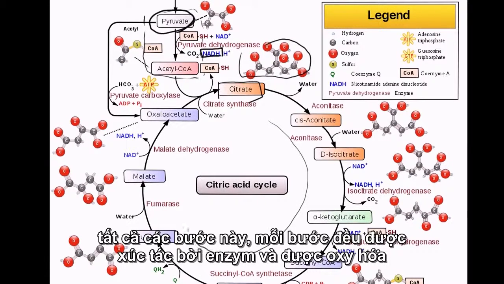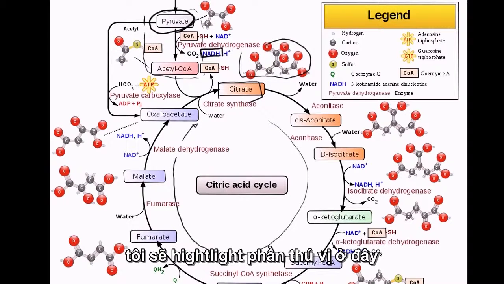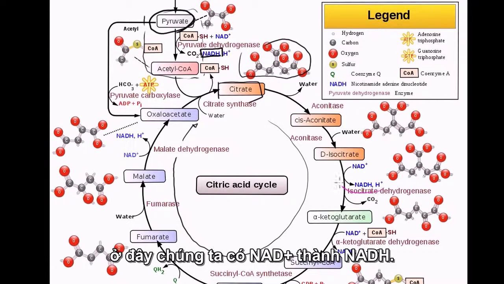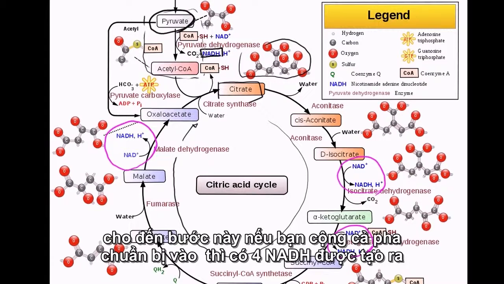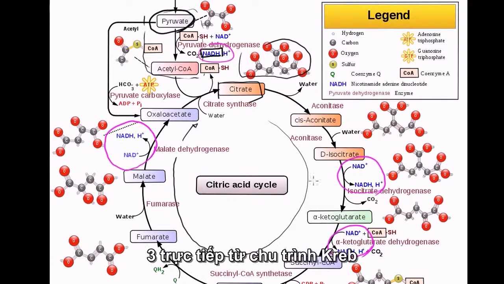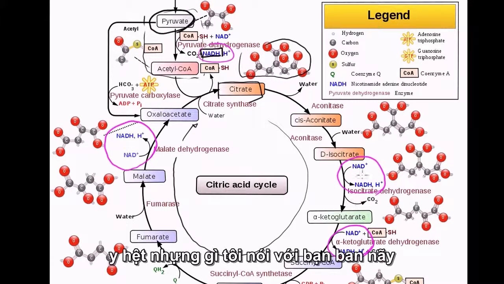Each of these steps is facilitated by enzymes, and it gets oxidized. But I want to highlight the interesting parts. Here we have an NAD get reduced to NADH. We have another NAD get reduced to NADH. And then over here, another NAD get reduced to NADH. So far, if you include the preparatory step, we've had 4 NADHs formed, 3 directly from the Krebs cycle. That's just what I told you.